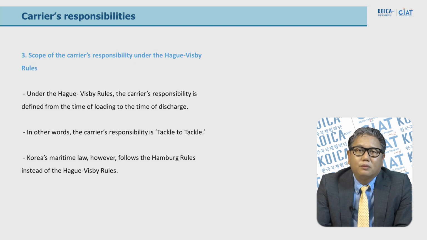In that, it provides that the carrier's responsibility begins when the cargoes are received by the carrier, and finishes at the time the carrier delivers the cargoes to the consignee.